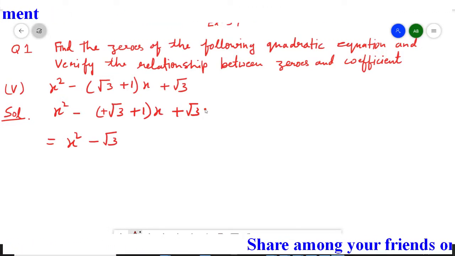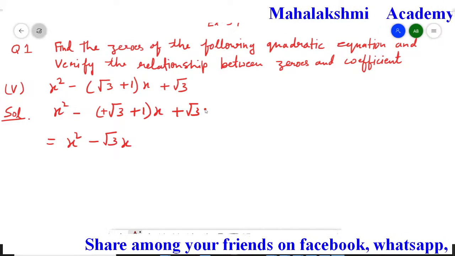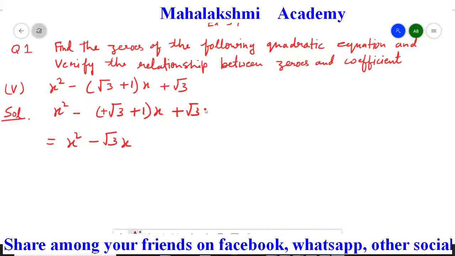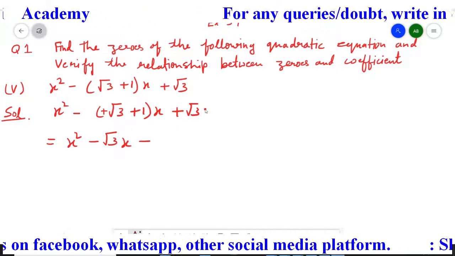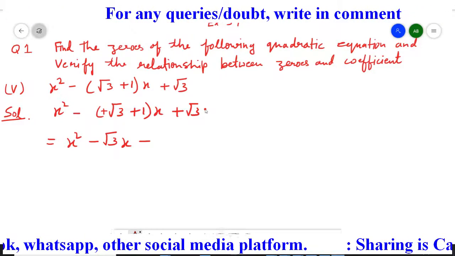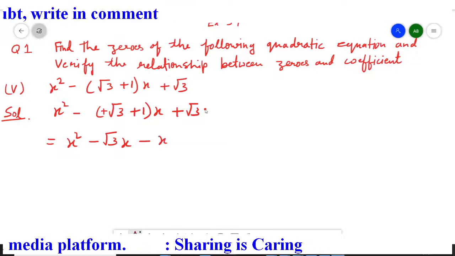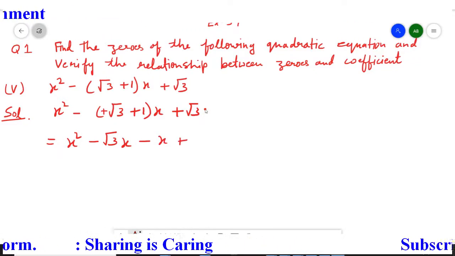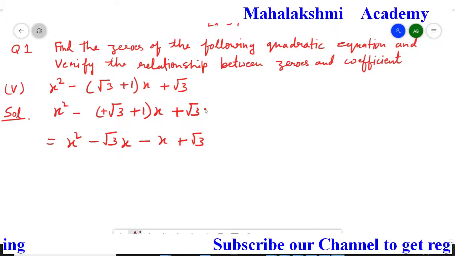So it is going to be minus root 3. Now x from the back side will multiply with this. So we will get minus root 3 x. In the same way, minus multiplied by plus is minus, and 1 into x is only x, and this plus root 3 as it is. So what we have done is we have opened the bracket here.